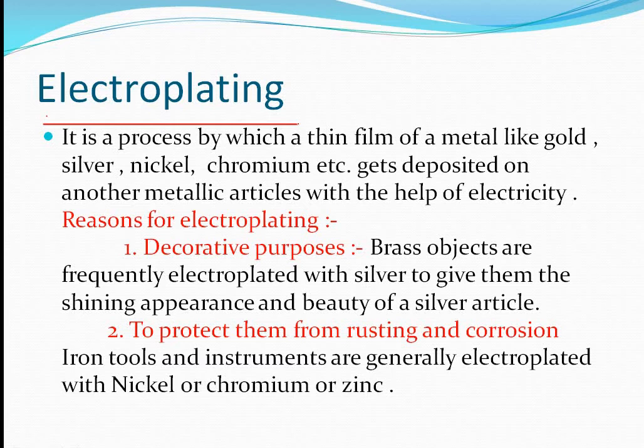Second, to protect them from moisture, water molecules and the oxygen present in the atmosphere, because brass and other copper materials get corroded and rusted. To protect them from rusting and corrosion, we do electroplating with nickel, chromium or zinc metals.